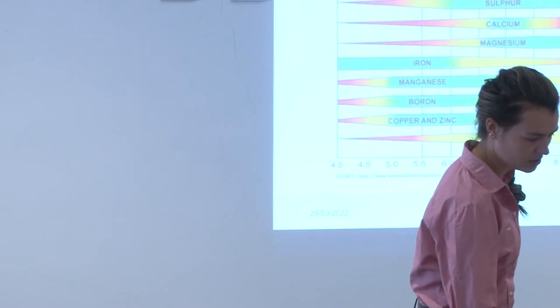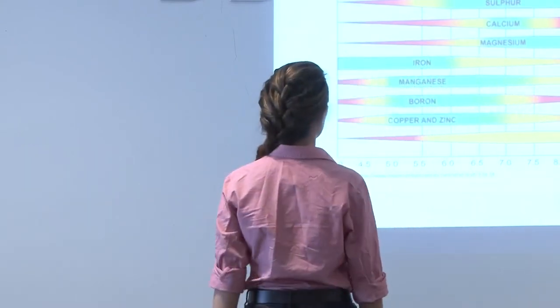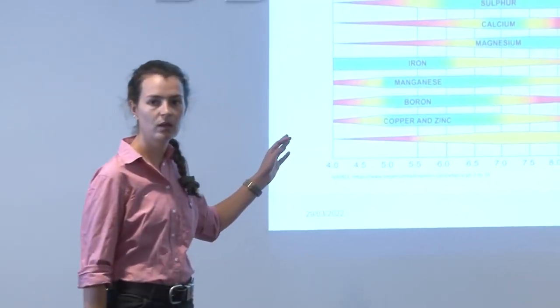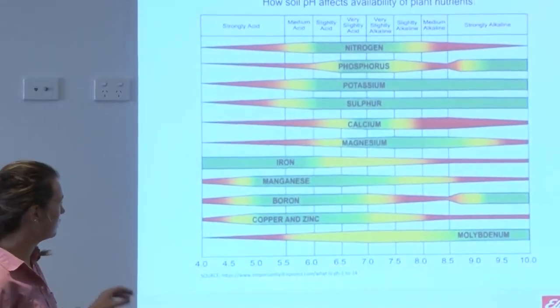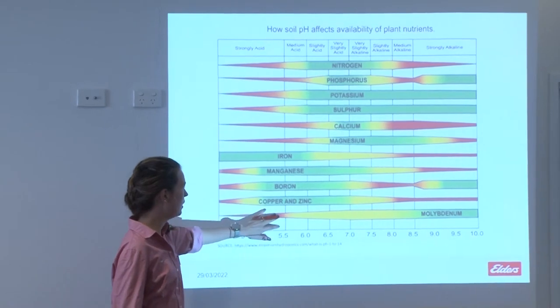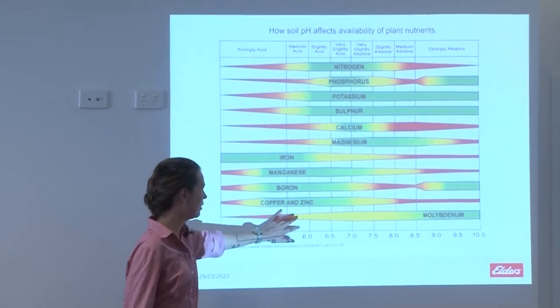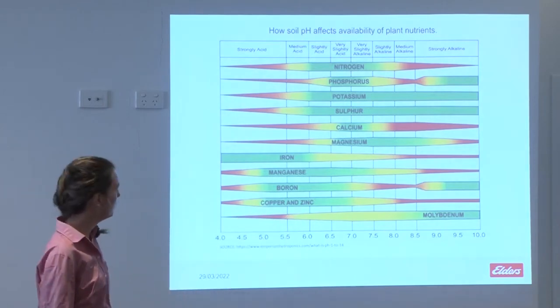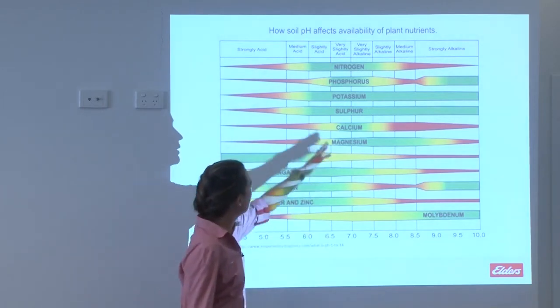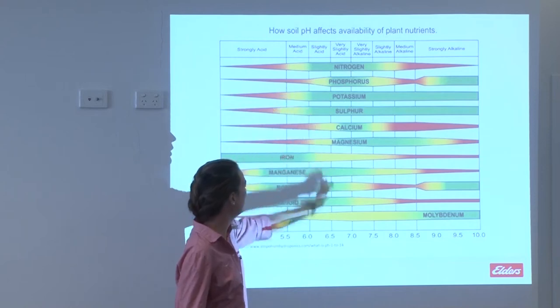So that is essentially shown in this picture here. So this is pretty common. I'd say you've probably seen it before, but it's just showing red is where it's not available, yellow where it's becoming more available, and green where it's at its most available. So if you look up here, it's all either in green or yellow.